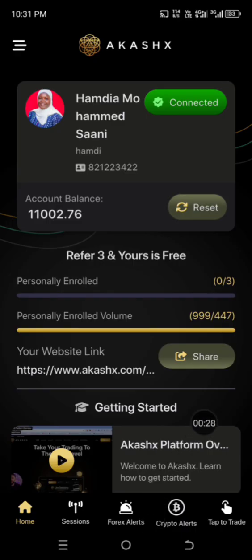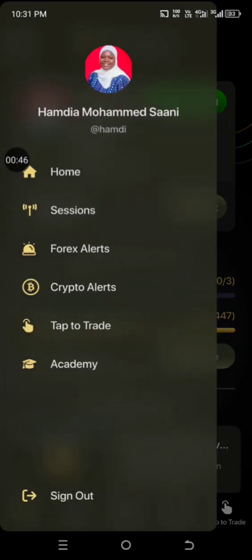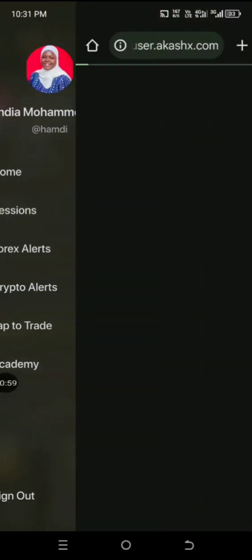First of all, what you need to do over here is to check on the top left hand corner of the page, these three horizontal lines. You click on it. Now when you come here, after clicking on the lines, this is what you see. This is the menu you see. Now have you seen this Academy? Click on it.